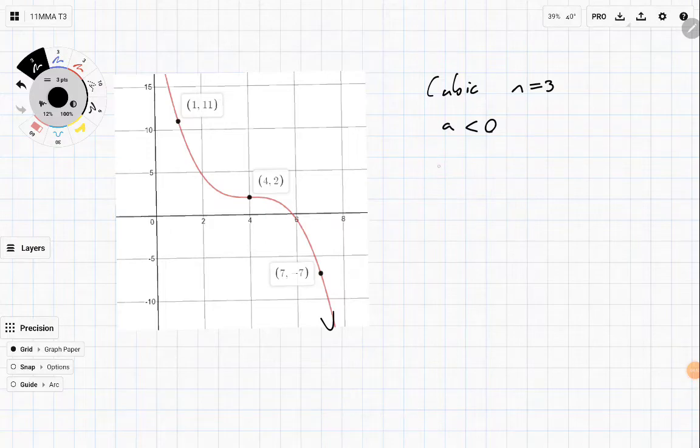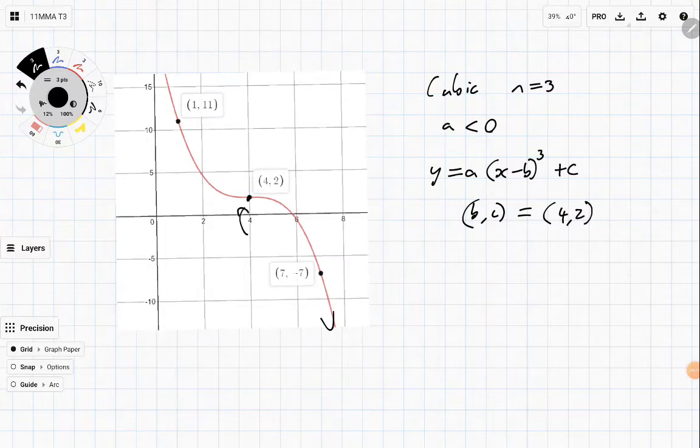So y is equal to a times (x minus b) to the power of 3 plus c. b, c is the horizontal point of inflection, which is this point here, which is (4, 2). And so we now get y is equal to a times (x minus 4) to the power of 3 plus 2. Note, minus b, so it still does swap the sign of whatever the x-coordinate of the turning point is, in this case, the point of horizontal inflection.